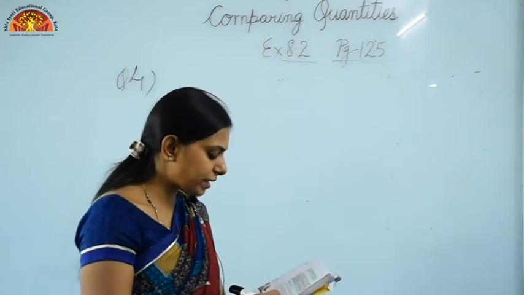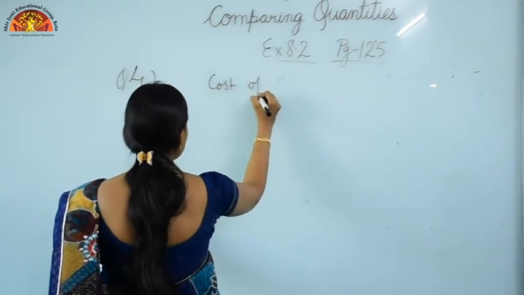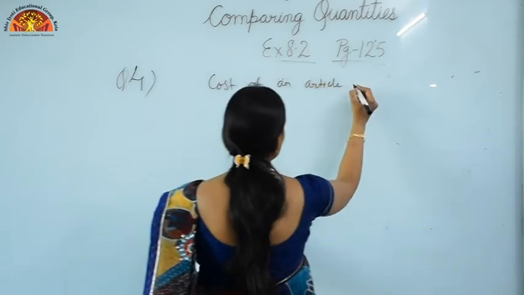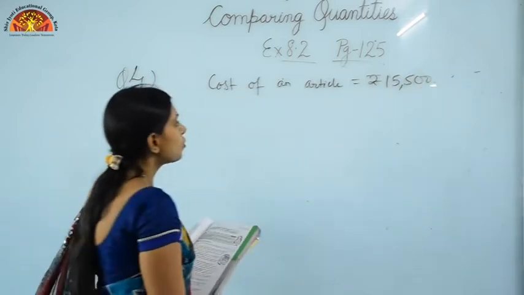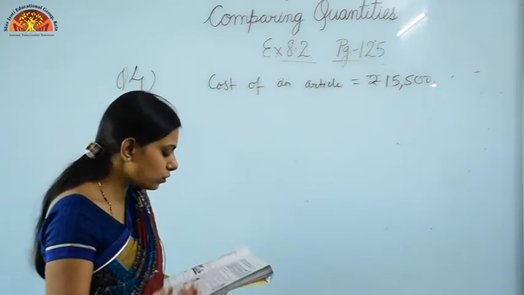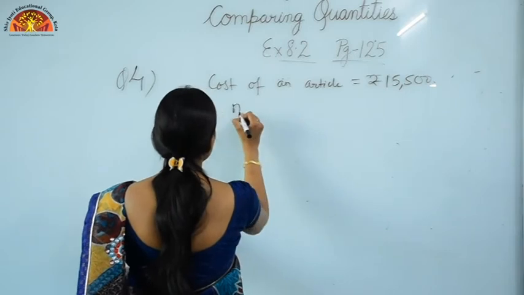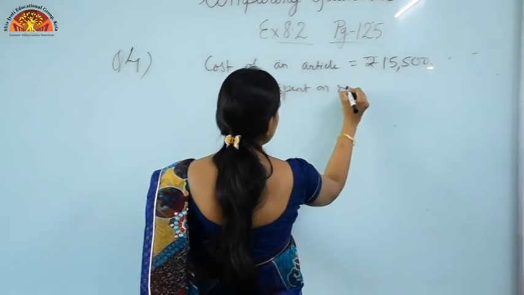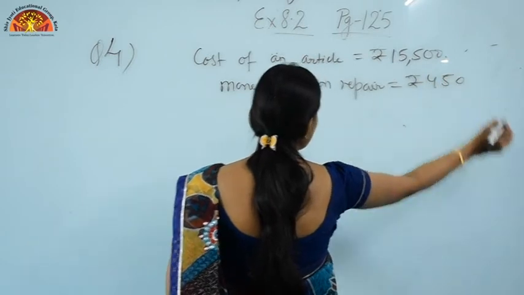So first of all, we can just write the cost price, that is the cost of an article is equals to rupees 15,500. Okay, cost of an article is rupees 15,500, but some amount of money has been spent on the repair. So we can just write that money spent on repair is equals to rupees 450.